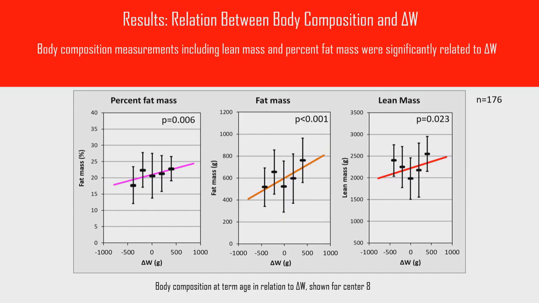With increasing gestational age, the differences between centers became smaller. When we analyzed the relationship between the body composition and the deviation from the growth trajectory, then we saw that infants which were above or had a less deviation from the growth trajectory had a positive correlation with percent fat mass, and also lean mass.